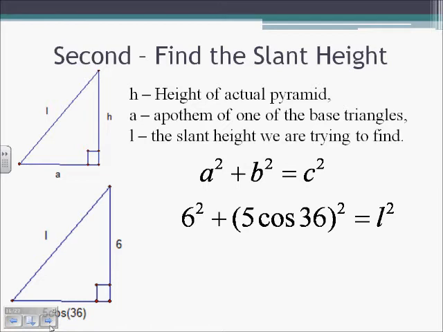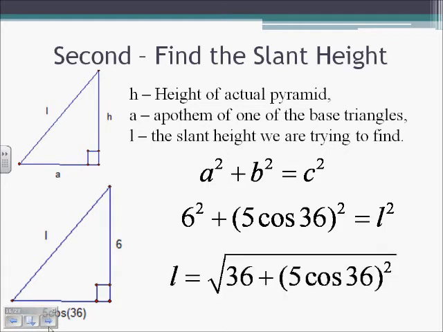The key thing to remember here is that all of our apothem is squared. The 5 times the cosine of 36 is squared. Don't just square the 5, don't just square the cosine of 36. We need to find that product and then square. So then we know our slant height is going to equal the square root of 36 plus 5 cosine of 36 squared. And again, we'll save that till the end.